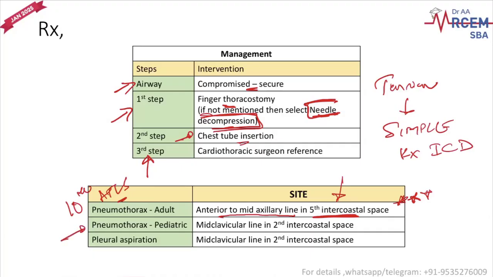In the pediatric age group, it is the mid-clavicular line, second intercostal space. It changes in the pediatric age group. Pleural aspiration is different from needle decompression. Both are not the same. We will be discussing this in the respiratory chapter. Remember here that pleural aspiration is done in the mid-clavicular line in the second intercostal space in both adults as well as in the pediatric age group. Do not get confused with this one.